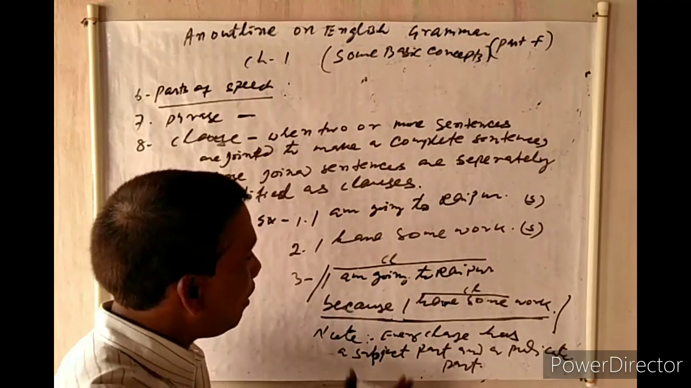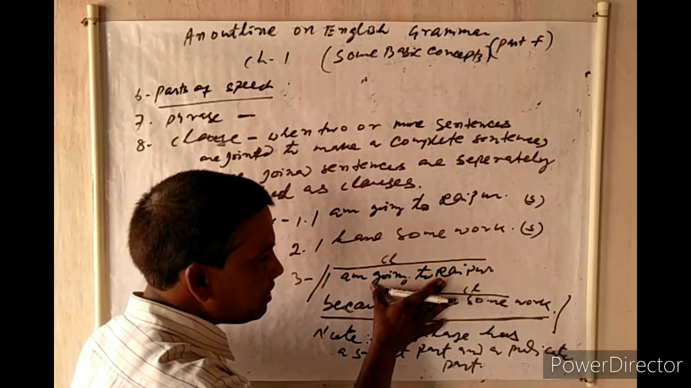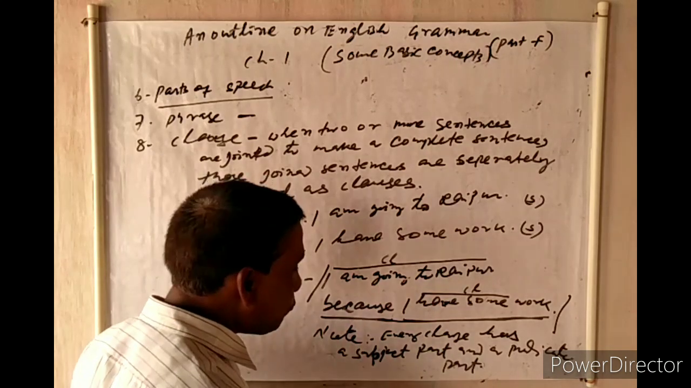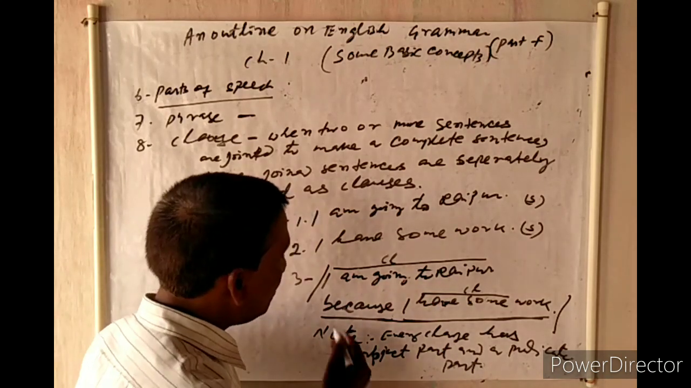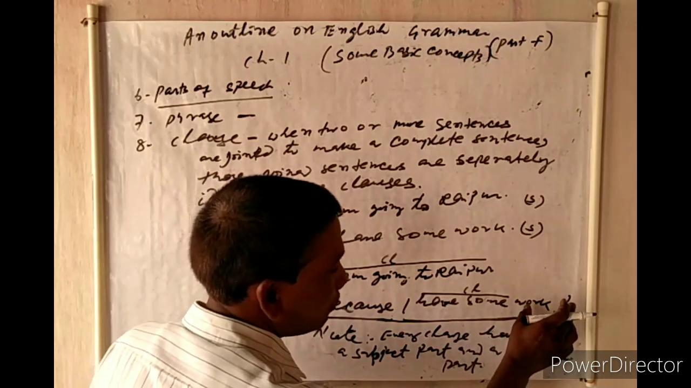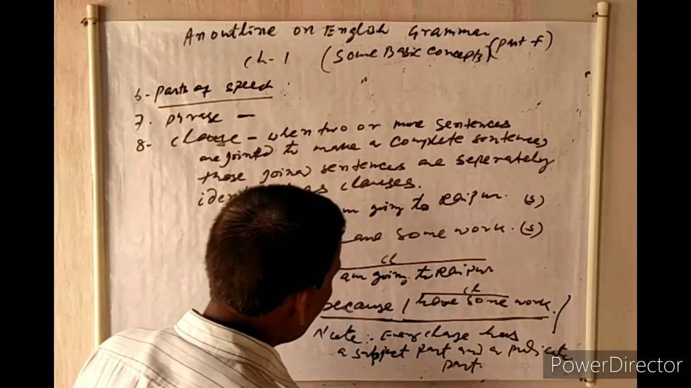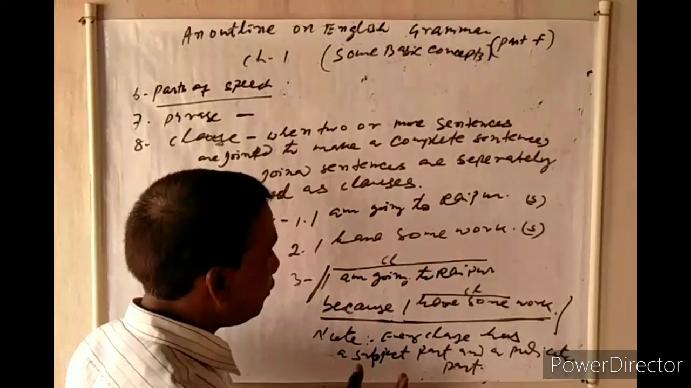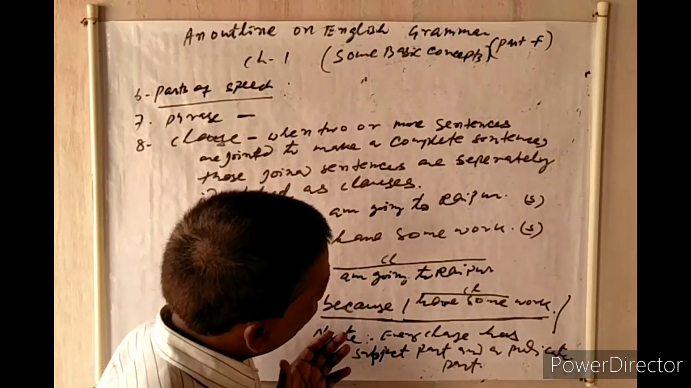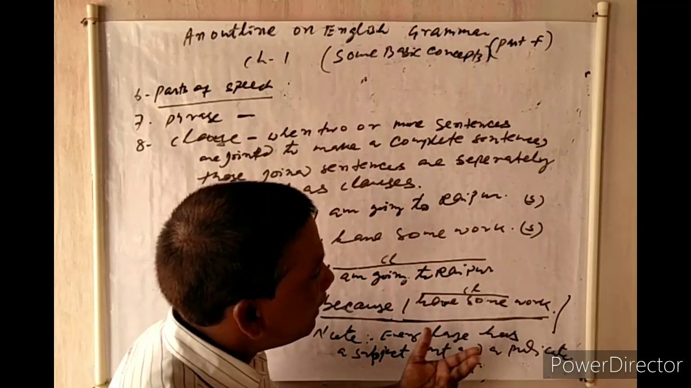Suppose you say, I am going to Raipur. This will not give you a complete sense unless and until you speak the whole sentence. That is, I am going to Raipur because I have some work. So you have to start from I, and you have to end with the word work. Then the whole sentence will be finished. So a clause means a sentence used with another sentence to make a complete sentence.